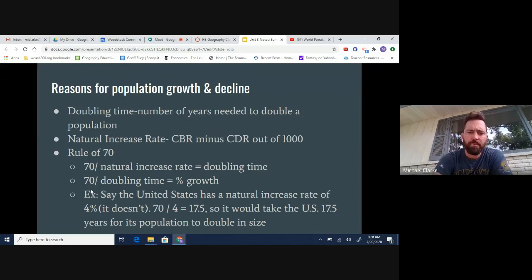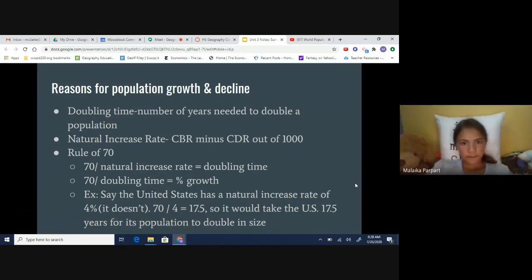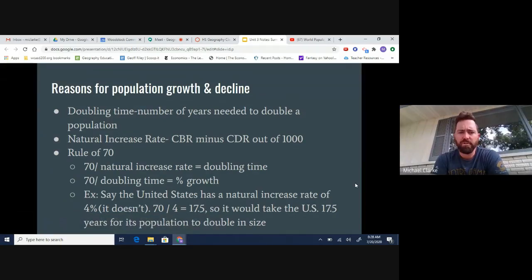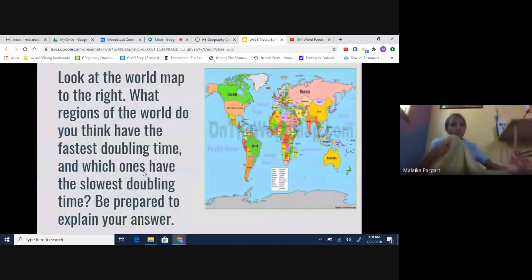All right. So I'll give you an example here. If the United States has a natural increase rate of 4%, it doesn't, you would do 70 divided by 4, your natural increase rate, and that would be 17 and a half. So it's going to take the United States 17 and a half years for its population to double in size. So if you have a piece of scrap paper laying around, we're going to do some practice in a second. You can jot down this right here: 70 divided by the NIR, because we're going to do a little practice with this. Okay, 70 divided by the NIR.